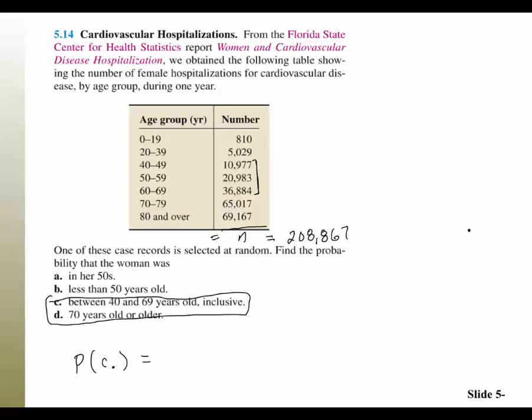You're going to add up the last two. So for part D, you're going to add up these two. These are all the people that satisfy that event of 70 years or older. You're going to add up those two and divide by the total.